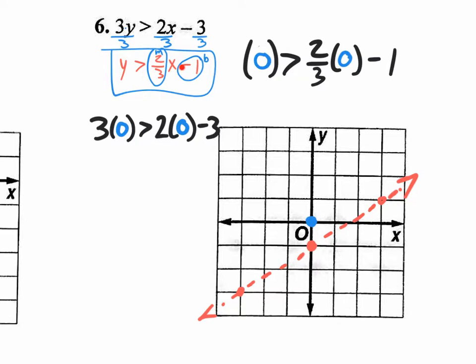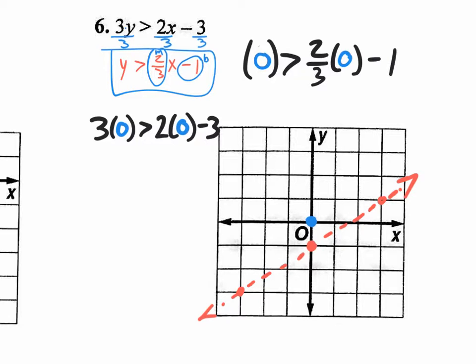Okay, so here's the new modified. I plugged in 0 here and 0 there. Or I could go with the original and plug in a 0 for x and a 0 for y. There it is. Either way, it's going to give you a true or false statement of the point 0, 0.